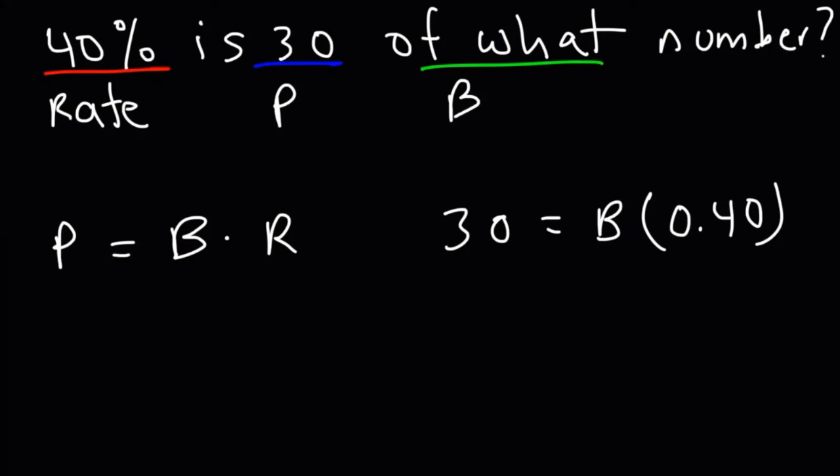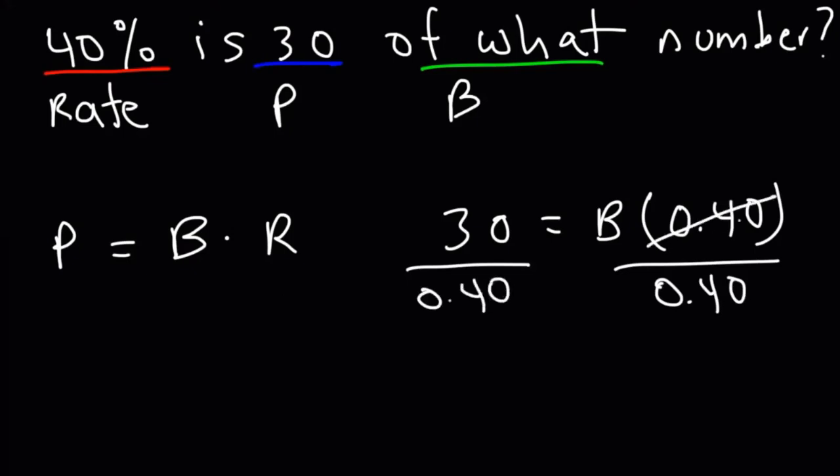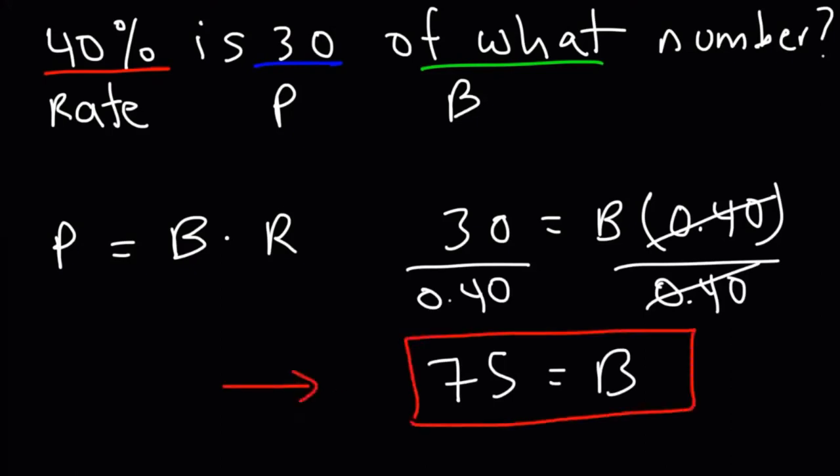In order to get B by itself on the right side of the equation, we need to divide both sides by 0.40. 0.40 divided by itself is 1, so those two numbers will cancel. On the left, we have 30 divided by 0.40, and that will give us 75. And so that is the base, that is the answer that we're looking for. So we can say that 40% of 75 is 30. So that's how we can complete the sentence.